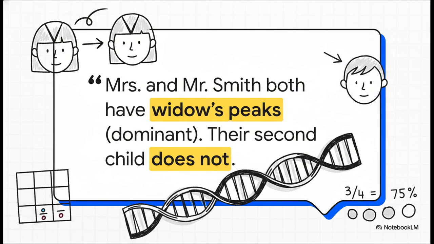Smith both have widow's peaks, which is a dominant trait. But here's the twist. They have a kid without one. So think about it. The only way their child could not have a widow's peak is if that child has 2 recessive alleles. And for that to happen, both parents had to have a recessive allele to pass on. That tells us they're both heterozygous. Their cross is exactly like our cat example, which means there's a 3 in 4, or 75%, chance any future kids will also have a widow's peak.